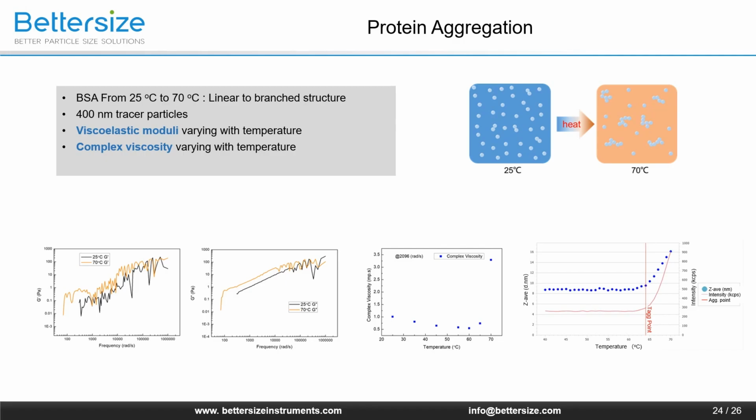For tracer particles, 10 microliters of negatively charged 400 nanometer polystyrene spheres were added to each sample. The results showed that the viscoelastic modulus of the solutions increased at 70 degrees Celsius compared to 25 degrees Celsius. This is due to the formation of macromolecular aggregates by thermal denaturation of BSA, and the formation of aggregates dramatically increases the viscosity and elasticity of the sample. Comparing the temperature dependence of BSA particle size and the temperature dependence of light intensity, the complex viscosity also showed a rapid increase at about 70 degrees Celsius.